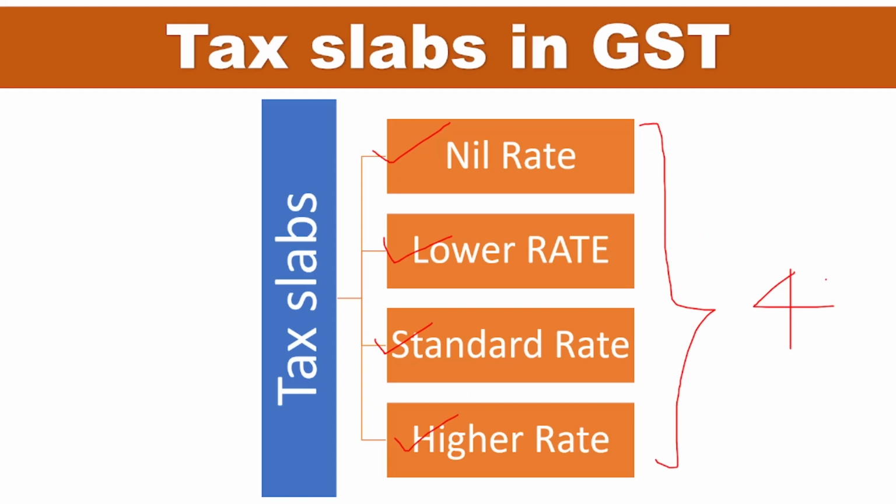There are four types of tax slabs: nil rate, lower rate, standard rate, higher rate. Let us discuss all these four rates in depth.